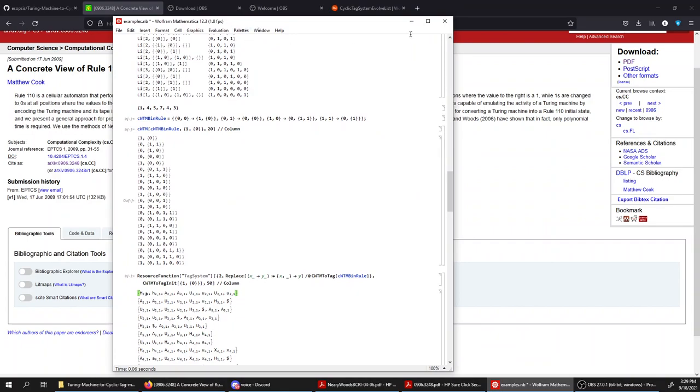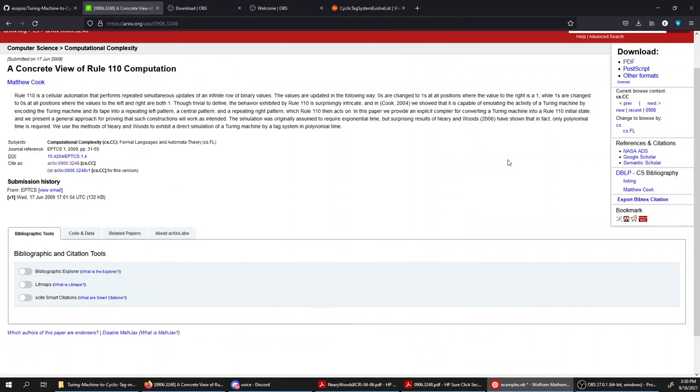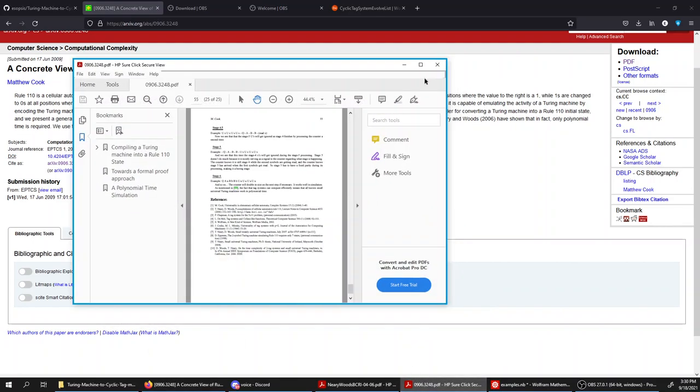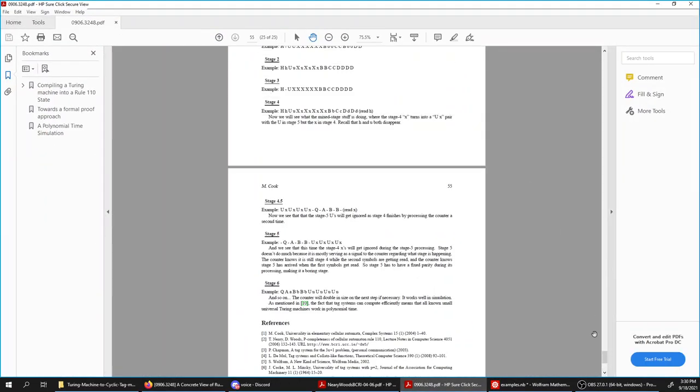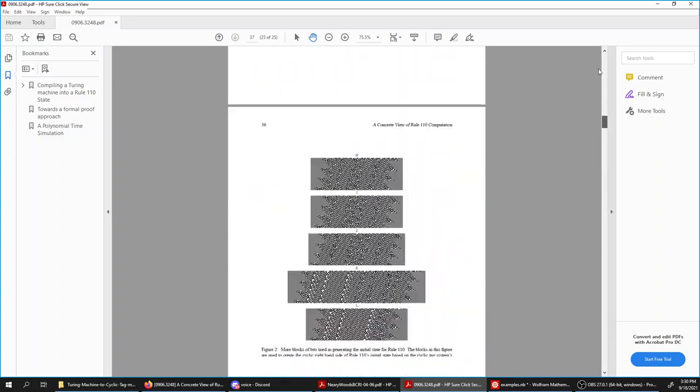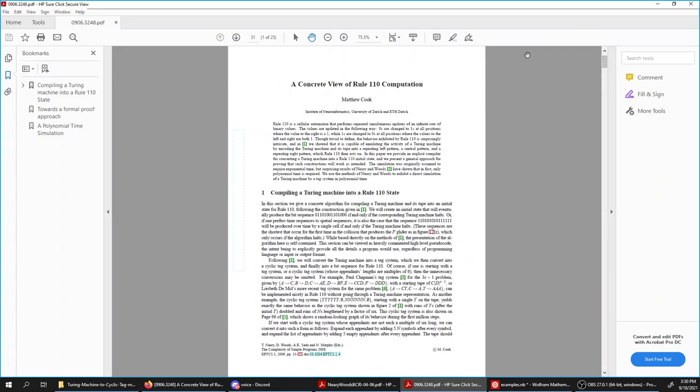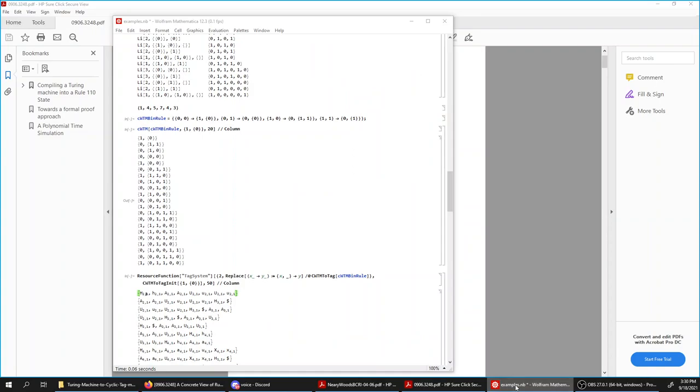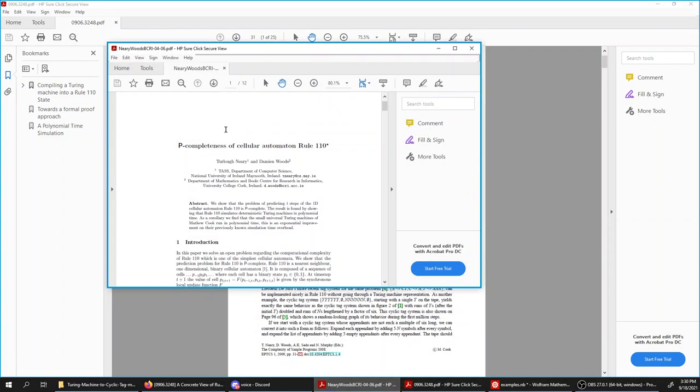Now I have to tell you that I don't actually 100% understand exactly how this algorithm works, but it does work. I just went through this paper and tried to implement what they said. This is a concrete view of Rule 110 computation by Matthew Cook. He's the same guy who originally proved Rule 110 Turing complete, but he's also talking about this paper by Turlow, Neary, and Damien Woods, which proved P completeness of Rule 110.